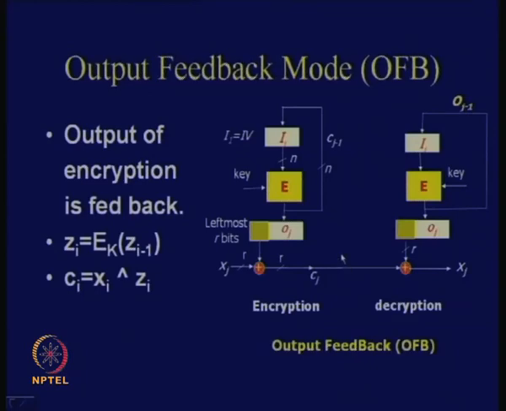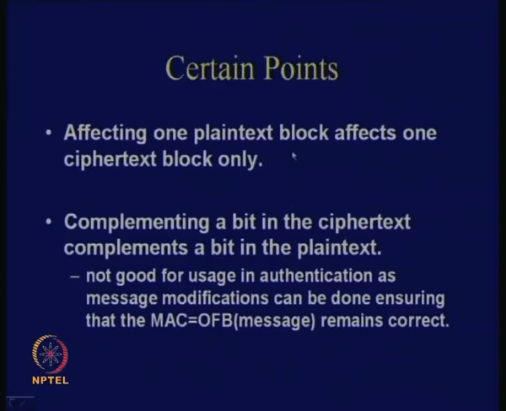Maybe you can observe the error propagation. The first thing you note is that it remains localized to a single block. Affecting one ciphertext block affects one plaintext block only. Complementing a bit in the ciphertext complements a bit in the plaintext. What is the problem? Again, authentication. It is not good for use in authentication, as message authentication can be done by ensuring that the MAC, the message authentication code, is equal to the output feedback block applied over the message. So I can again prepare pairs like that and create problems in authentication.